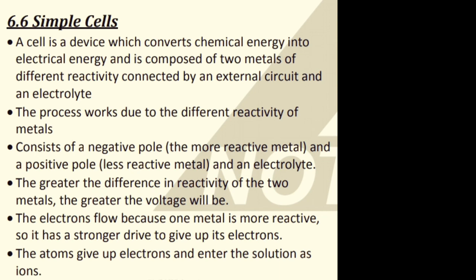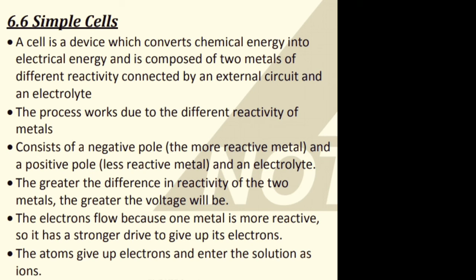Next one we have to discuss here. Simple cell. A simple cell is a device which converts chemical energy to electrical energy. A cell means an easily portable source of energy. What do you mean by a cell? A cell means a simple cell or defined cell. A cell is an easily portable source of energy which converts chemical energy to electrical energy.